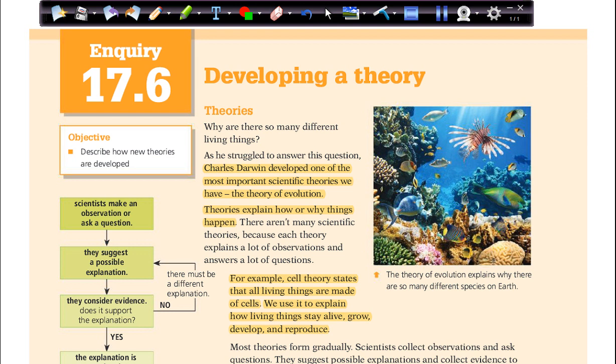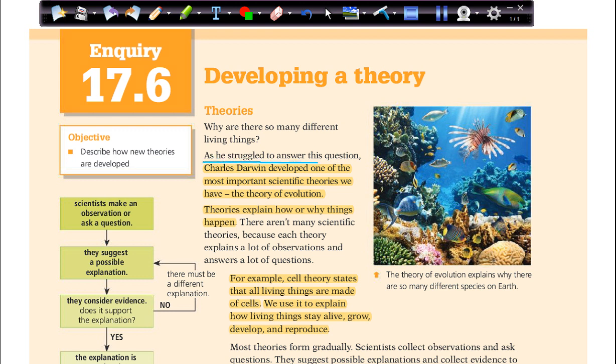Developing a theory. Why are there so many different living things? This is a good question for scientists. When they were discovering this world and these creatures and the life around them, they were asking, why do we have so many different living things? Why don't they all look the same?